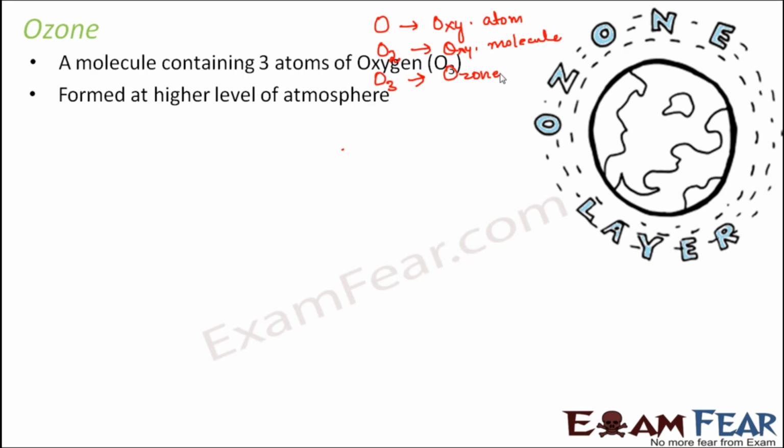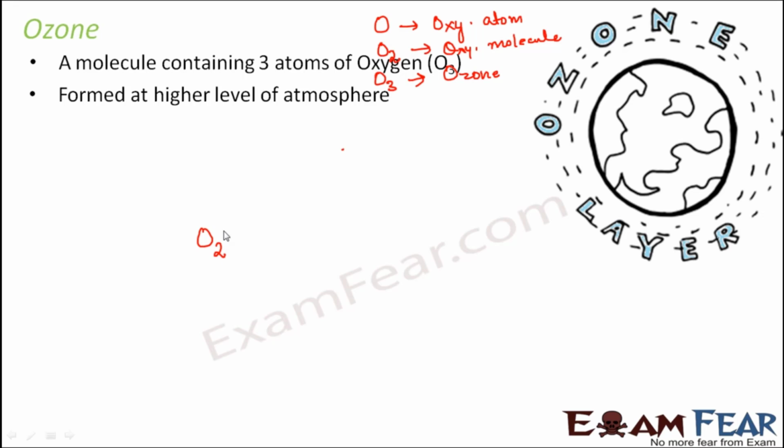Now, oxygen molecules are present when ultraviolet rays fall on the atmosphere. It splits the oxygen molecule to form oxygen atoms. That is somewhat like this. So in the atmosphere, oxygen is anyway present. We know that 21% of the atmosphere is oxygen.